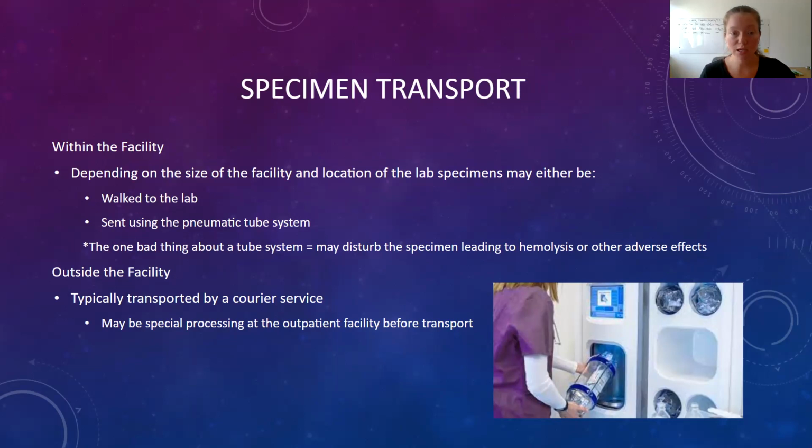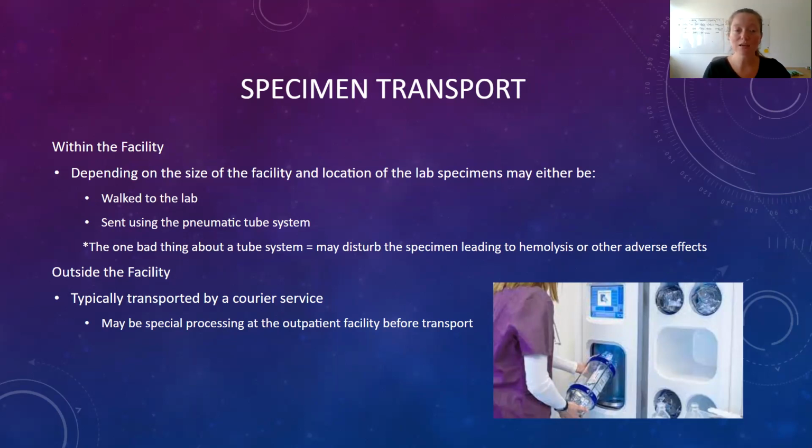So with each method of transporting our specimens, there are pros and cons, and we'll talk about that also when we talk about transporting outside of the facility. So with a pneumatic tube system, for example, it's really great, it's efficient, it's right there, it's easily accessible. But if you think about a pneumatic tube system, it's using a vacuum to take the specimen from one floor to the next, for example. So we do also have to worry about how this affects our specimens. Too much agitation can cause things like hemolysis or other adverse effects that are going to alter our test results.